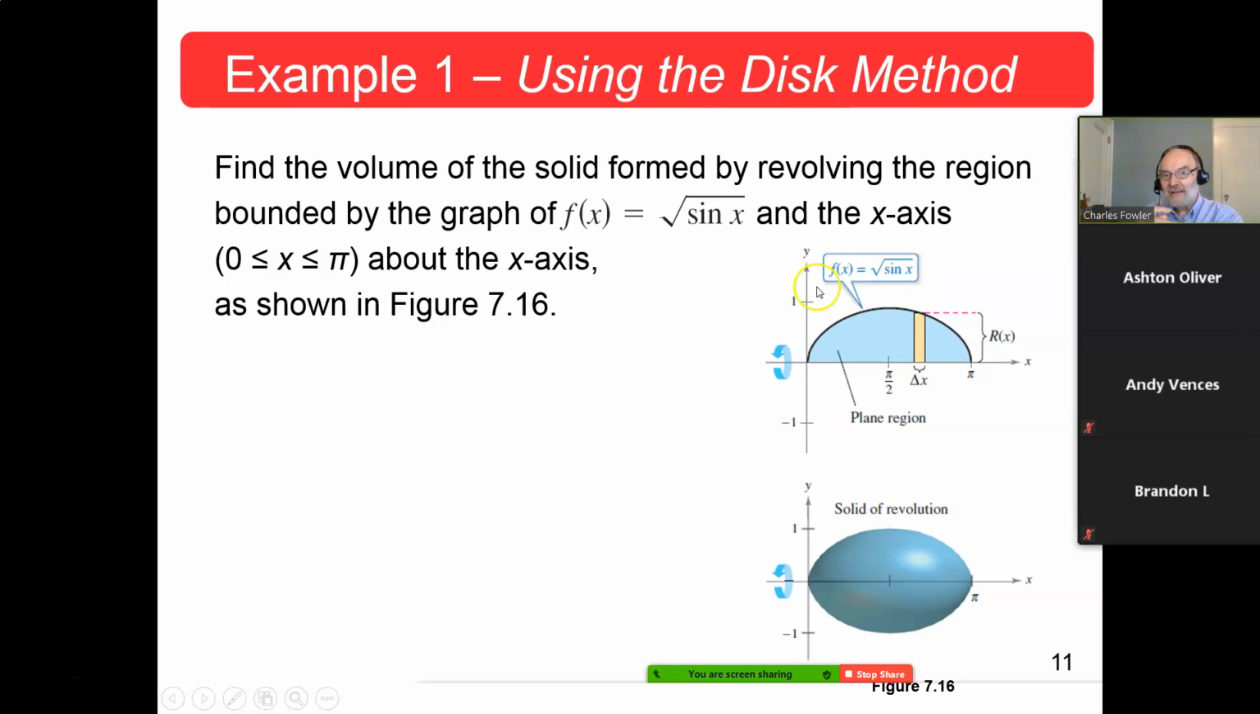And you were doing the square root of that to boot, okay? But you know that it crosses the x-axis at 0 and at pi, because sine crosses at 0 and pi, and the square root of 0 is 0 for both of those, okay?